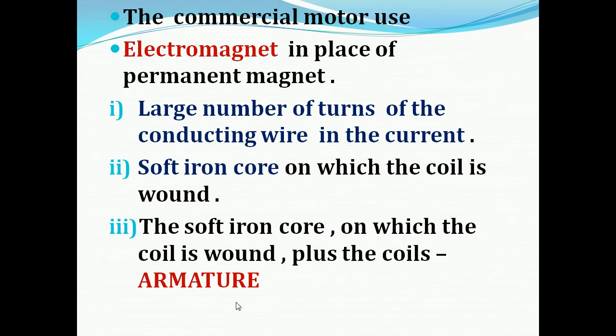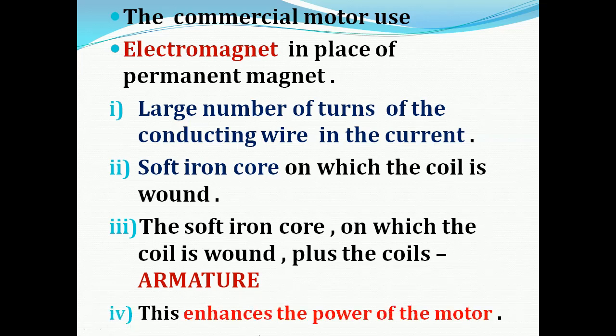The soft iron core on which the coil is wound, plus the coil, is called the armature. So what is meant by armature? Both the soft iron core along with the coil together are called the armature. What is the use of the armature? It will enhance the power of the motor.